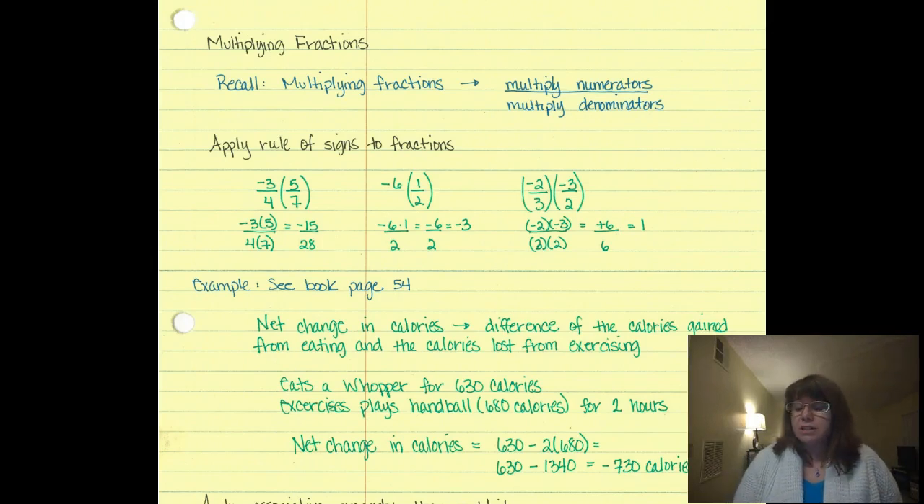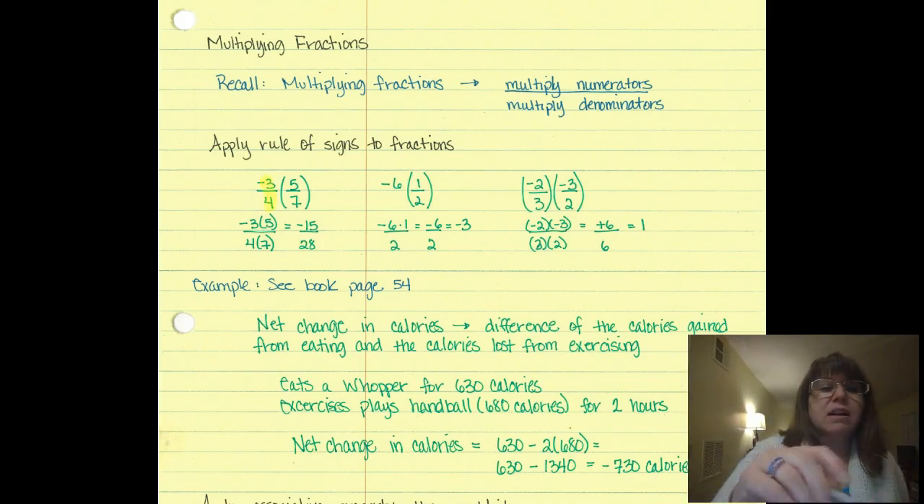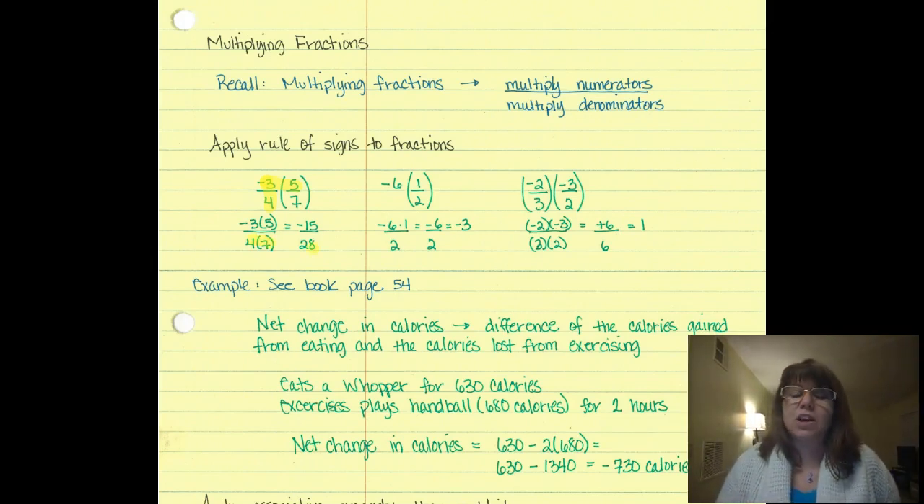When multiplying fractions, if you recall, you're going to multiply all the numerators of all the fractions, and that becomes your result's numerator. When you multiply all the denominators together, that becomes your result's denominator. But you also now need to apply the rules of the signs as well. For example, -3/4 times 5/7. What that becomes is -3 times 5 is -15. 4 times 7 is 28. So the result is -15 over 28.